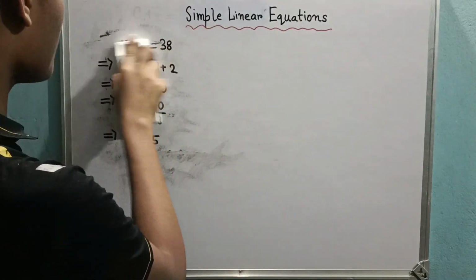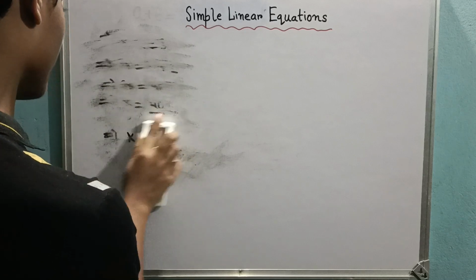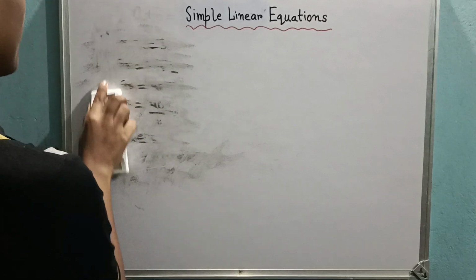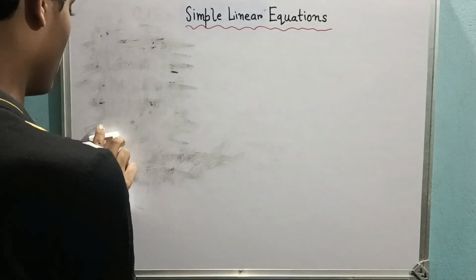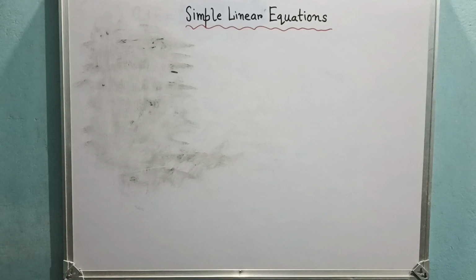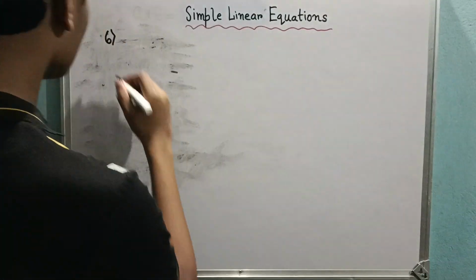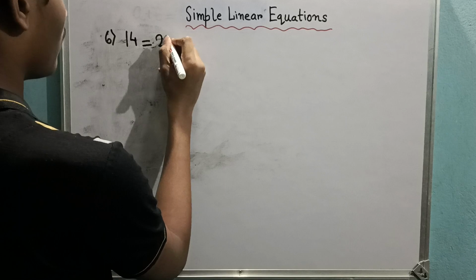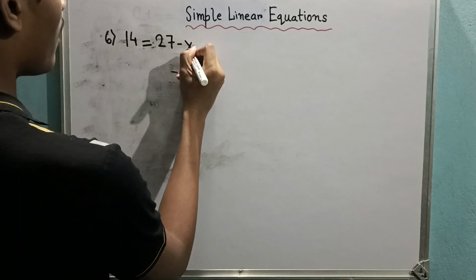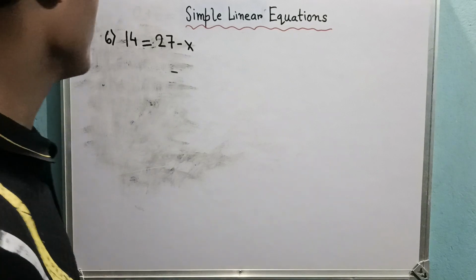Okay, so here we have a little twisted sum. I can assure you that the sum is the same as this one, but it's slightly twisted. I have to be careful with the sign conversion here, that's all. So basically the sum is 14 equal to 27 minus x. So till now we were having the x on this side and now it's on the right side, nothing else.